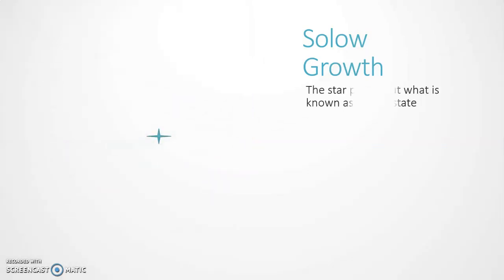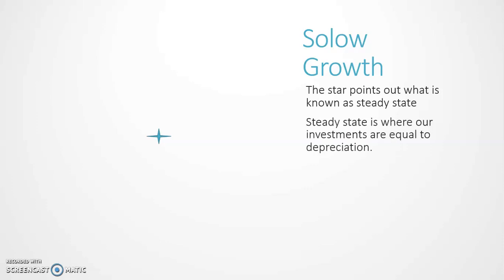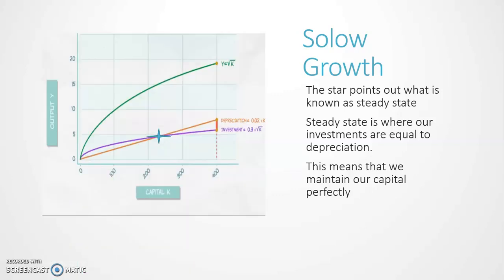This is about the Solow growth model. The star in this slide points out what is known as the steady state. Steady state is where our investment is equal to depreciation. This means that we maintain our capital perfectly. So here's the curve. It is matched together by both the investment and depreciation. And this star is the steady state. And you see they are matched together, so they are indeed equal. So investment equals depreciation.